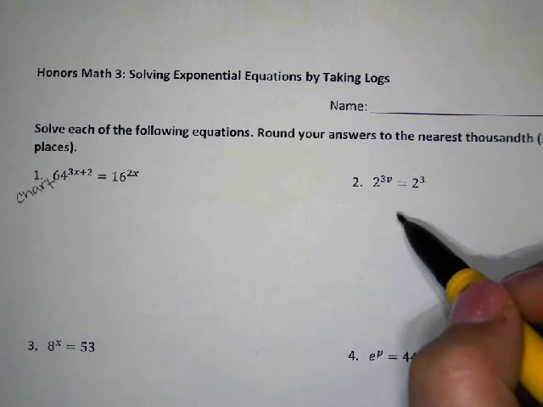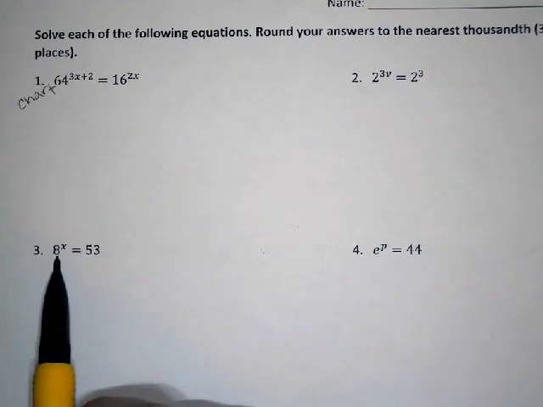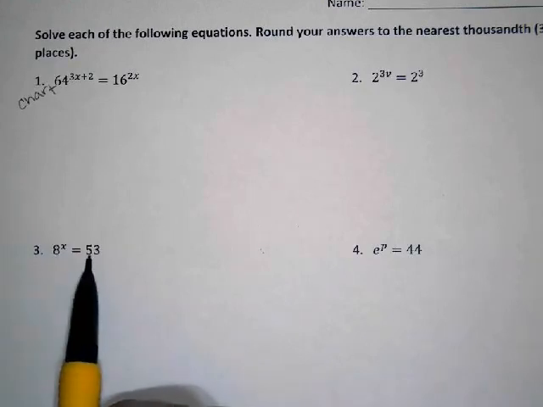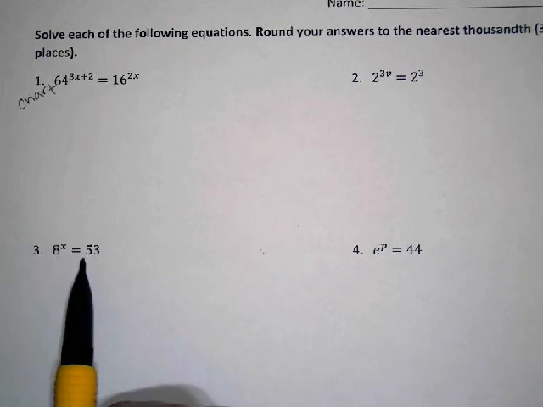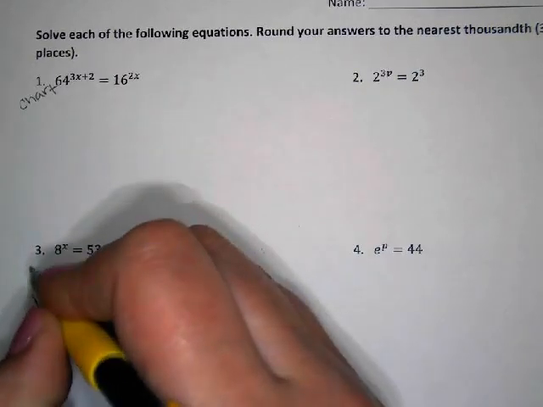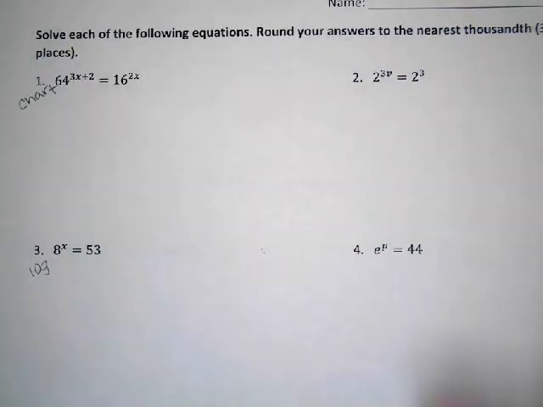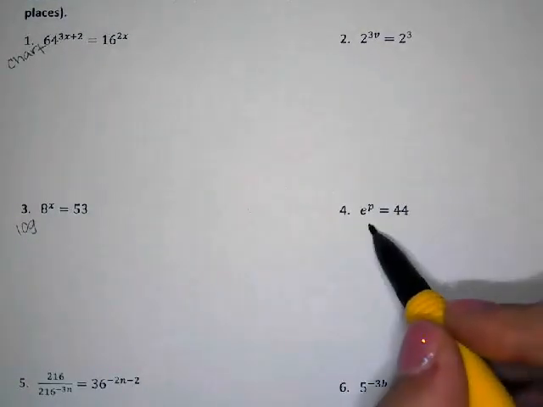Okay. For number 3, can you use the chart on number 3? No. The 8 looks like maybe you could use the chart, but the 53 tells you you definitely cannot use the chart. So on number 3, you're going to have to use logs. Okay. On number 4, can you use the chart? No. Number 4 is definitely logs. Okay?